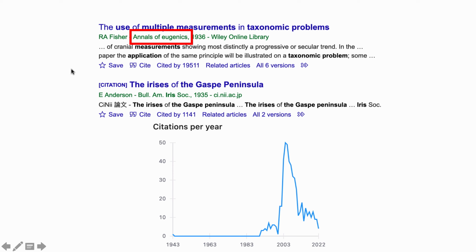If you see here, this 1936 paper that he wrote about flowers and a statistical method, he published in a journal called the Annals of Eugenics. Actually, that journal does not exist anymore, and today it's called the Annals of Human Genetics. But at the time, Ronald Fisher was a professor, but he was not a professor of statistics because at the time, statistics departments at universities did not exist. So he actually used to study biology a lot, and he was a professor in a department called the Department of Eugenics.